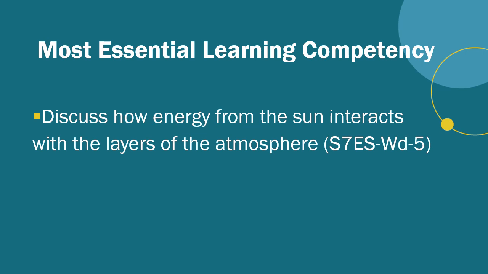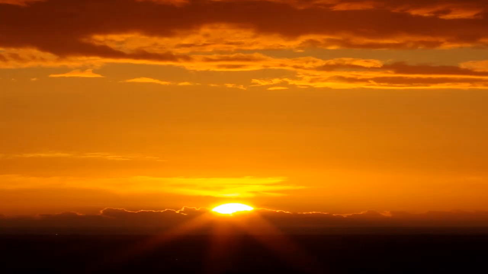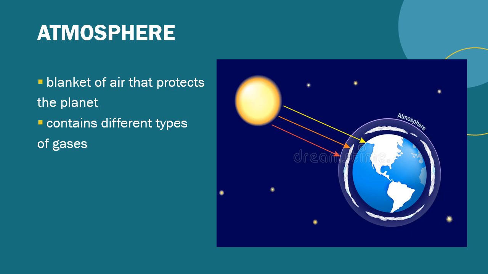Most essential learning competency. The learners should be able to discuss how energy from the sun interacts with the layers of the atmosphere. The sun supplies energy to Earth that is necessary for its survival. The heat of the sun is too much to bear if not because of our atmosphere. Earth's atmosphere is a blanket of air that protects the planet. It contains different types of gases.